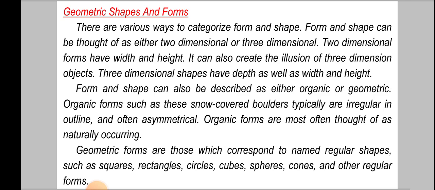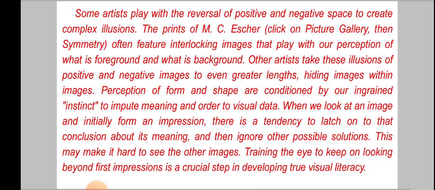other regular forms. Some artists play with the reversal of positive and negative space to create complex illusions. The prints of M.C. Escher often feature interlocking images that play with our perception of what is foreground and what is background. Other artists take these illusions of positive and negative images to even greater lengths, hiding images within images.